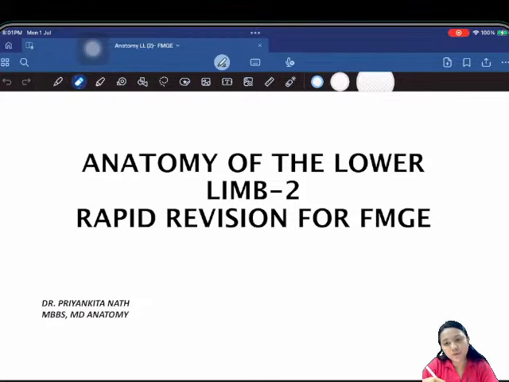So in part 2 we are mostly going to cover almost the entire thing that is left behind. Yesterday we discussed up to the thigh, so whatever is left behind, today we are going to start. Let us start.